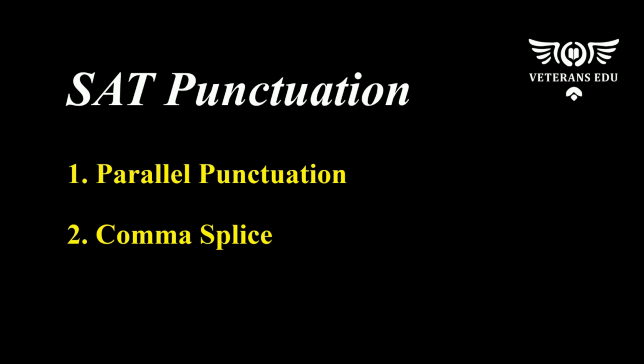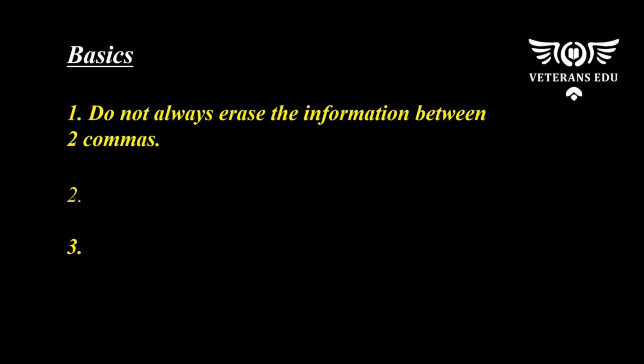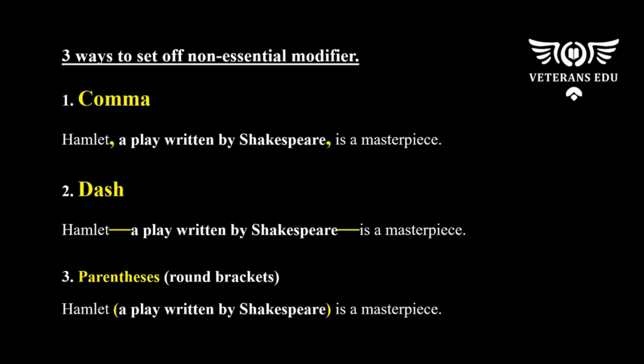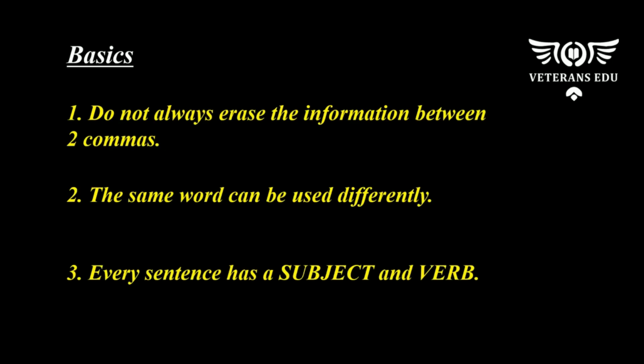Before we begin, let us review what we've learned so far. First, we do not always erase the information between two commas. We only erase information between two commas when it is a modifier. And remember the rule: when it's a modifier, we can use comma, comma, dash, dash, or brackets. Basic number 2, understand that in the English language, the same word can be used differently. Basic number 3, every sentence has a subject and a verb. Remember these 3 rules when solving punctuation questions.